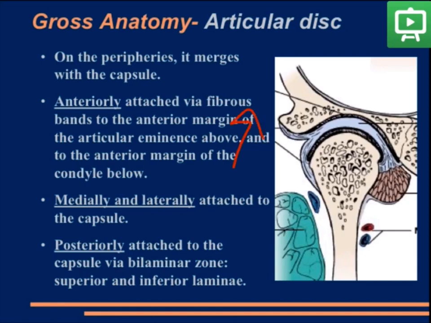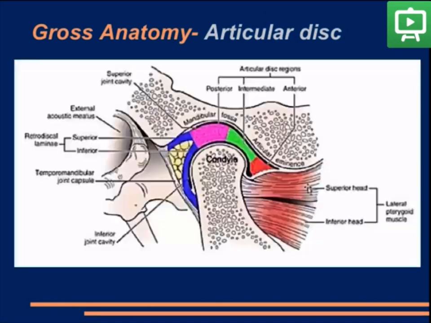Posteriorly, it is attached also to the capsule by a bilaminar zone composed of a retrodiscal lamina called the superior and inferior lamina. So as we said, the articular disc has posterior, intermediate and anterior zones, and from the posterior thickest point, it is attached to the capsule by the superior and inferior lamina, while it is attached anteriorly by fibrous bands to the bony regions.